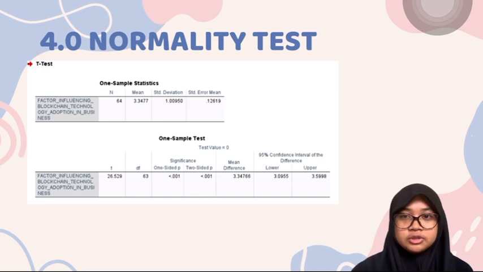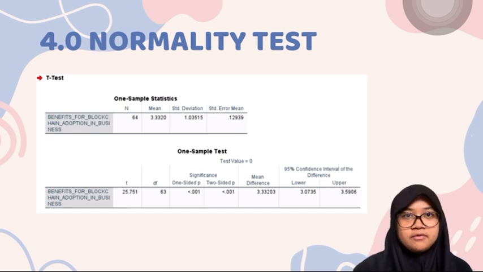For factors influencing blockchain adoption in a t-test, we can see that the average score is 3.35, the standard deviation is 1.01, and the t-value is 26.53. The p-value for both sides is less than 0.01, showing that the mean is significantly different from zero.